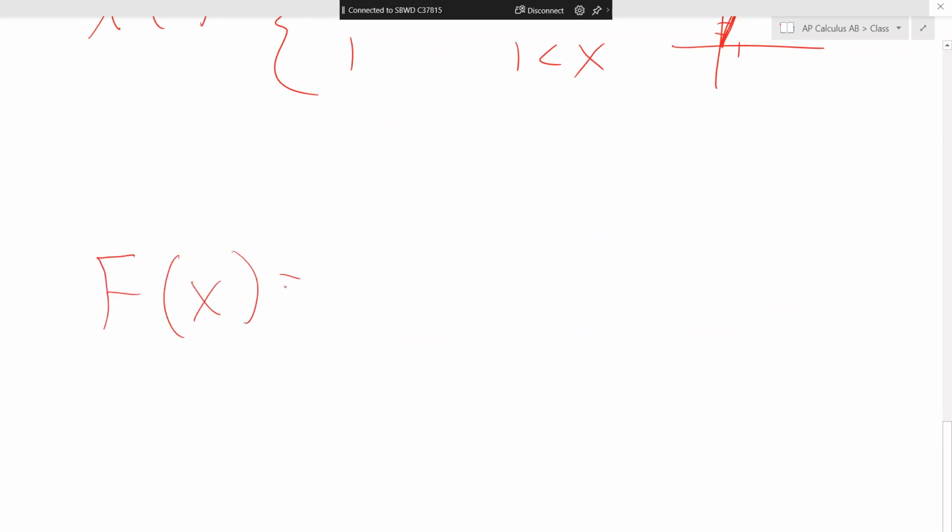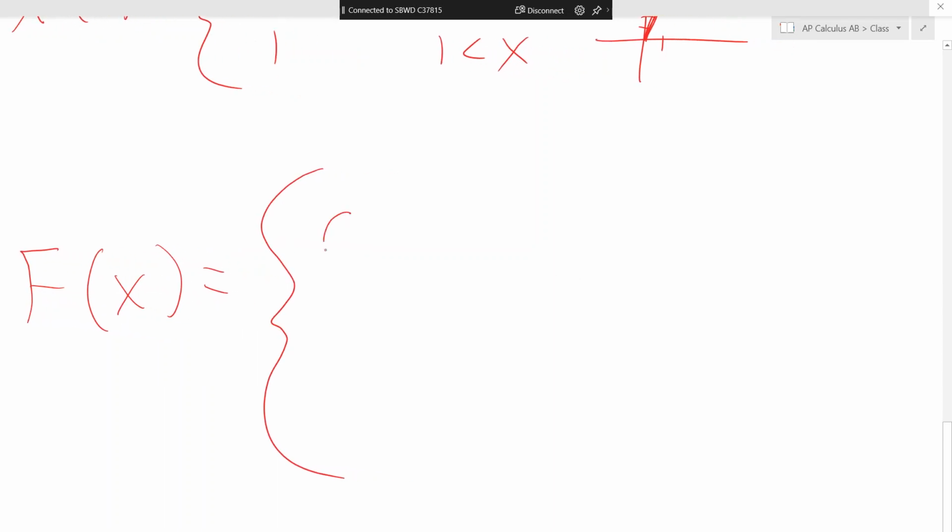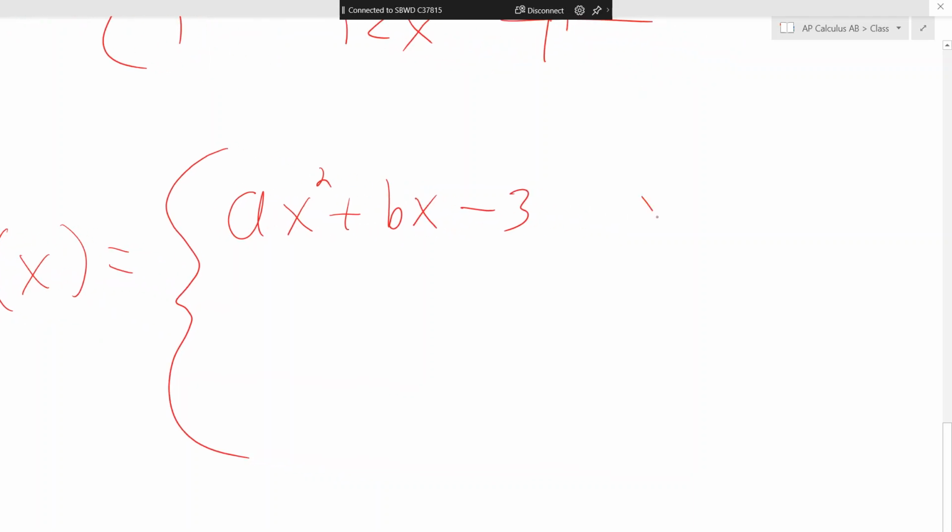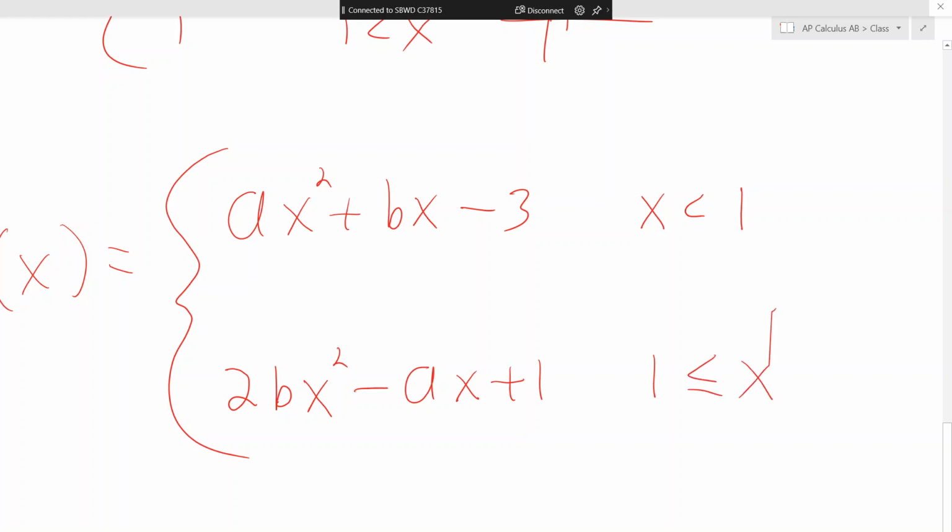F of x. You'll definitely see this on a quiz or a test or both. Ax squared plus bx minus 3 for x is less than 1. I know that's what you want to see. And 2bx squared minus ax plus 1 for x greater than or equal to 1. What is that?